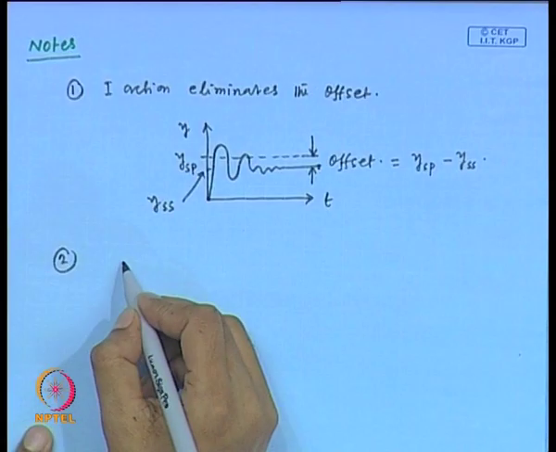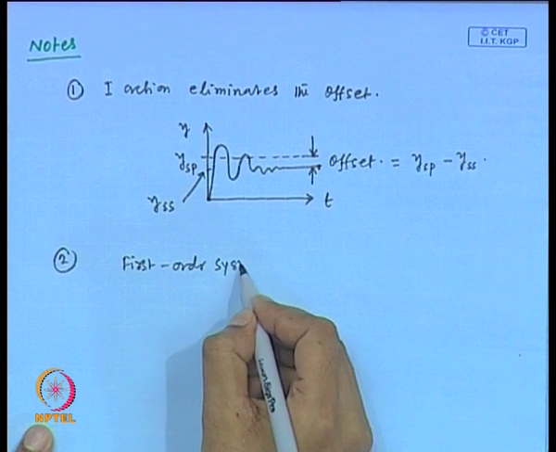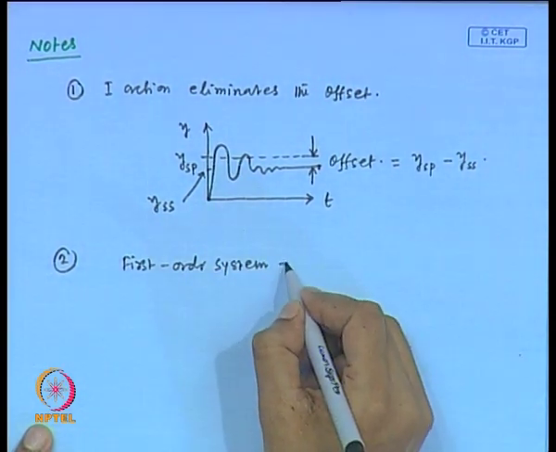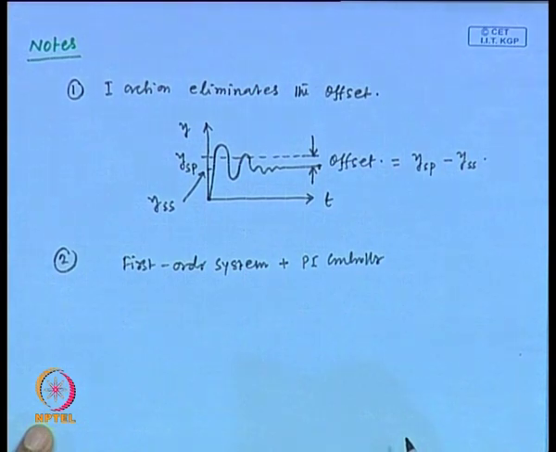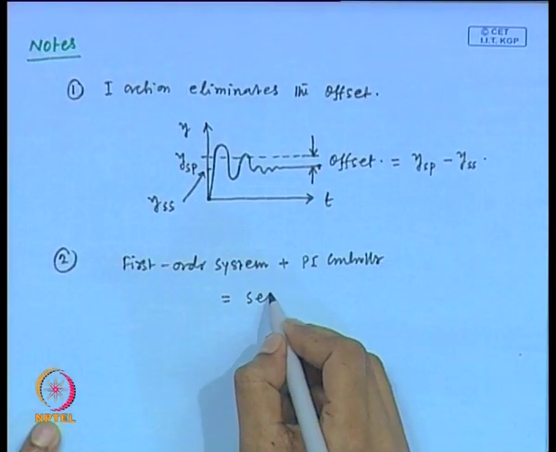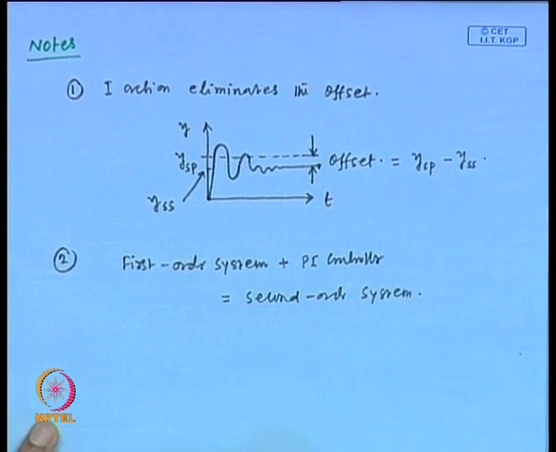Say, for example, if we consider a first order system, and if we employ a PI controller, then the overall system becomes a second order system. If we consider a first order system and a controller is employed, then the overall response becomes second order dynamics. That means order is increased by 1.